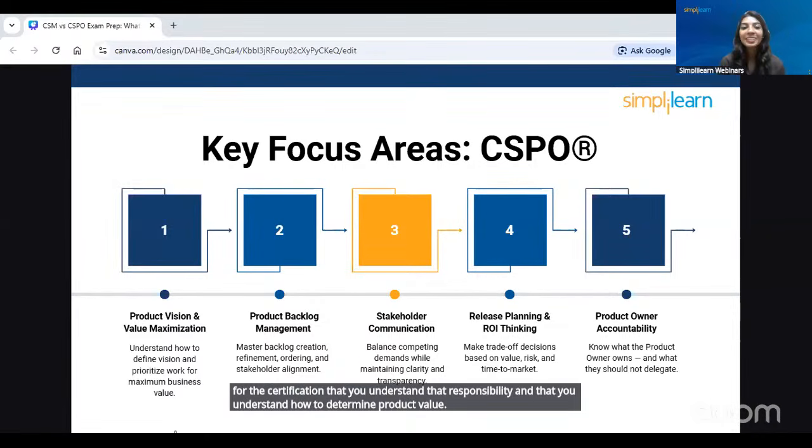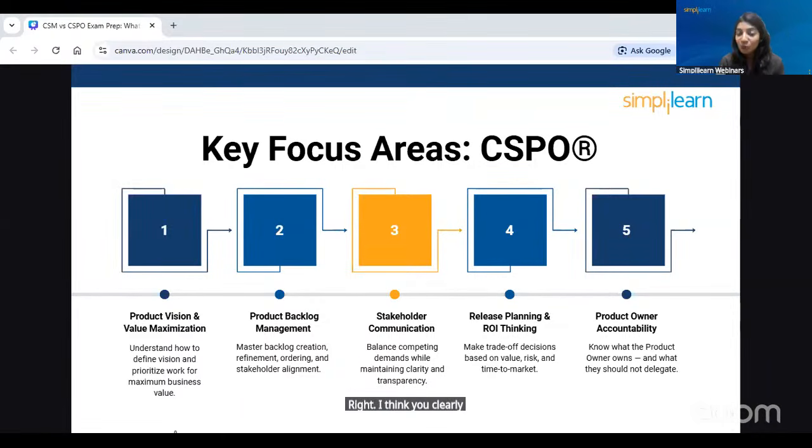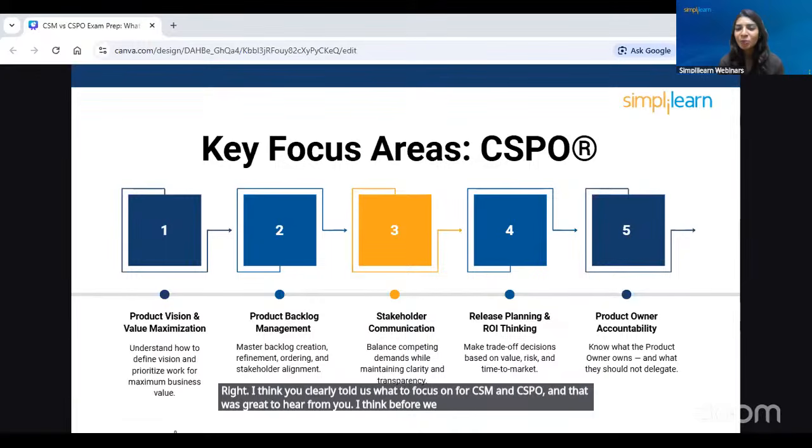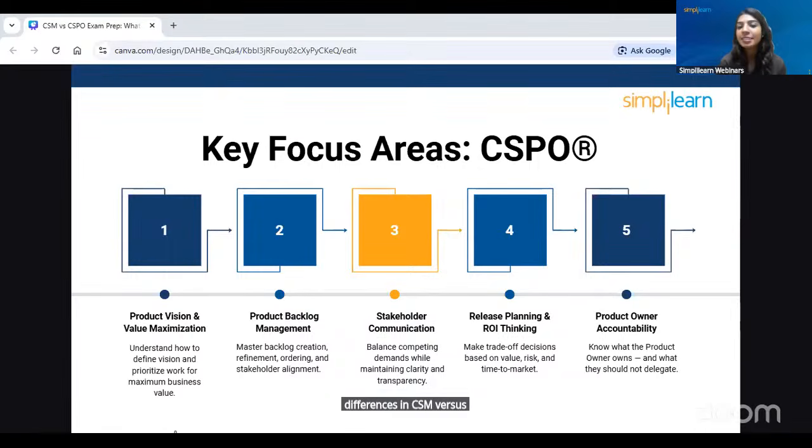Right. I think you clearly told us what to focus on for CSM and CSPO, and that was great to hear from you. I think before we move ahead, there's also one question that I noticed from our audience. I think we should give them clarity on that. So, this person has asked, what are the differences in CSM versus PMI ACP?